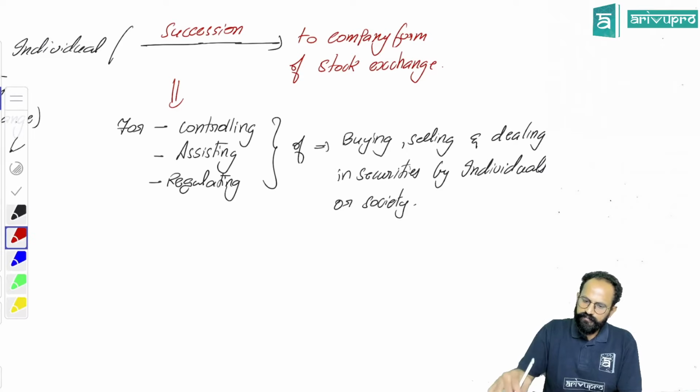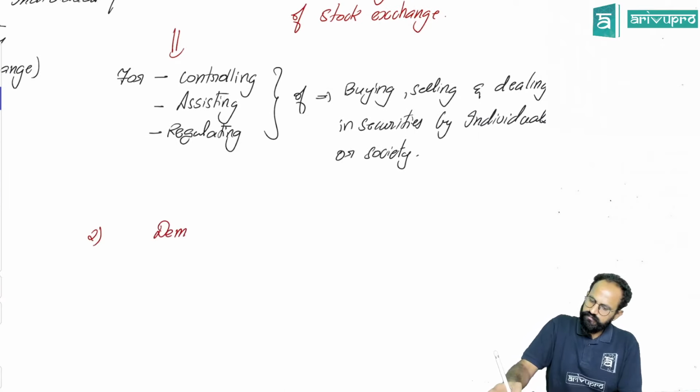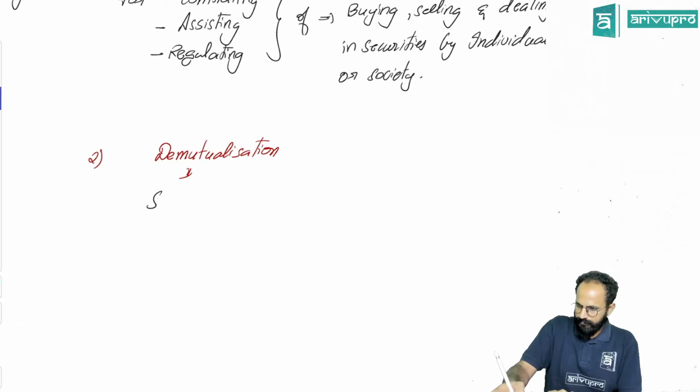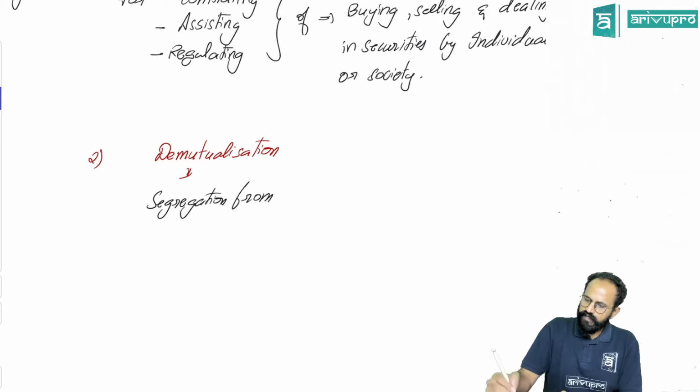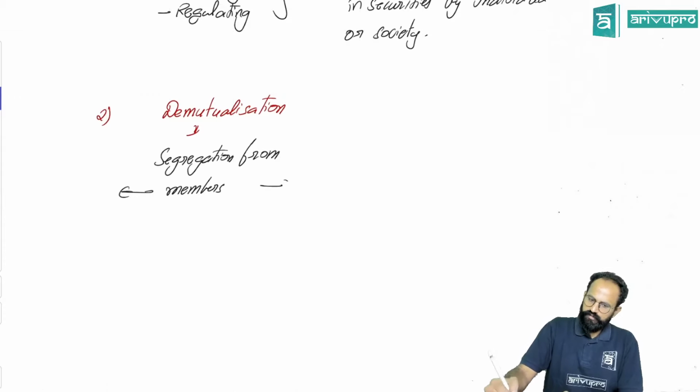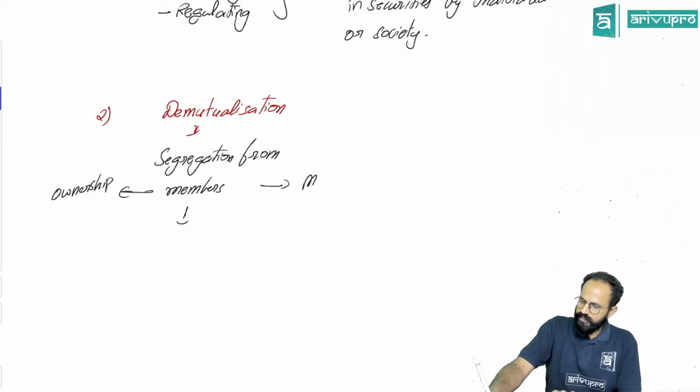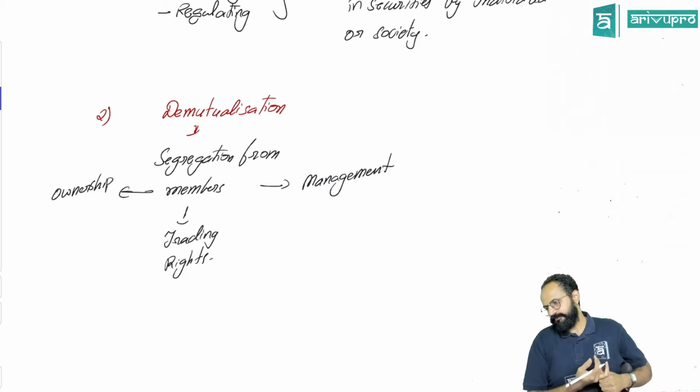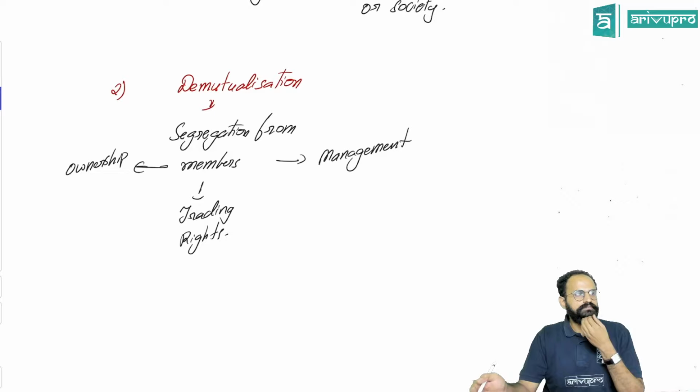Write on the second definition there only. Demutualization. Demutualization means what? Segregation from members, three things. What is that? One is ownership. Next one is management. Trading rights. Copy down.